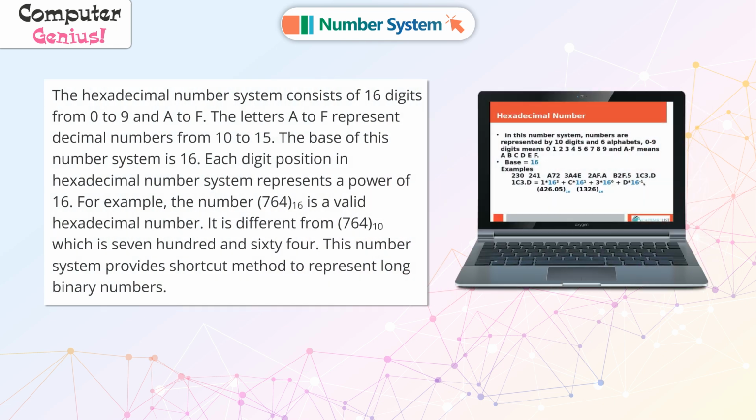Hexadecimal number system. The hexadecimal number system consists of 16 digits from 0 to 9 and A to F. The letters A to F represent decimal numbers from 10 to 15. The base of this number system is 16. Each digit position in hexadecimal number system represents a power of 16. For example, the number 764 base 16 is a valid hexadecimal number. It is different from 764 base 10, which is 764. This number system provides a shortcut method to represent long binary numbers.